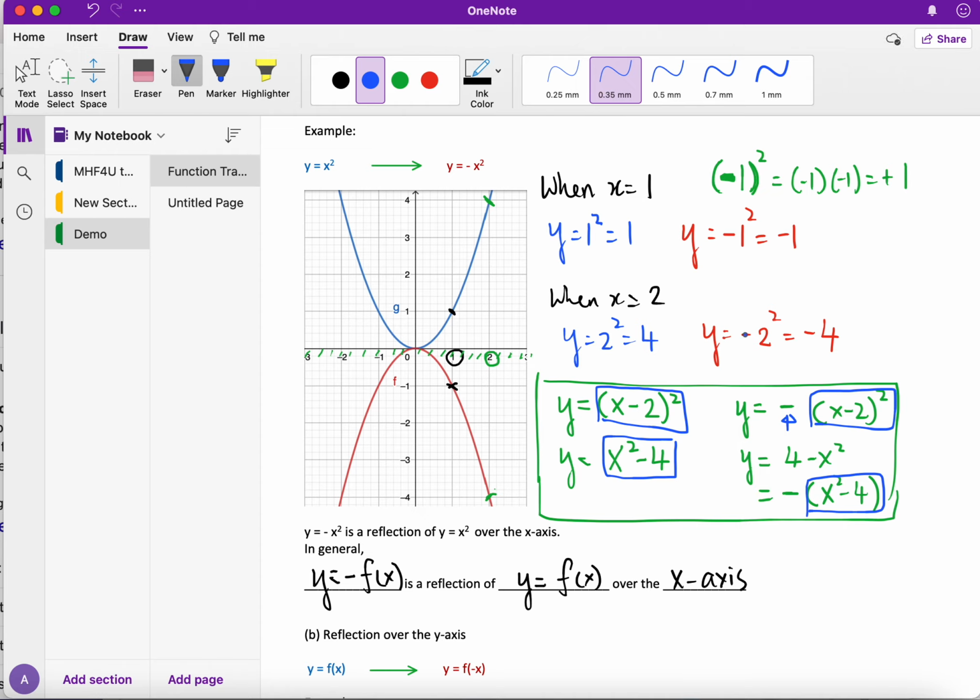So this negative sign affecting only the value of y, we say that this kind of new function is a reflection of the original one over the x-axis.